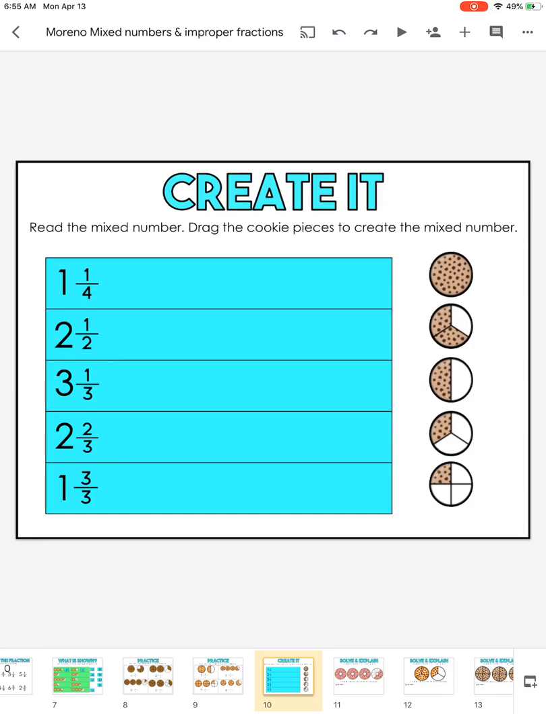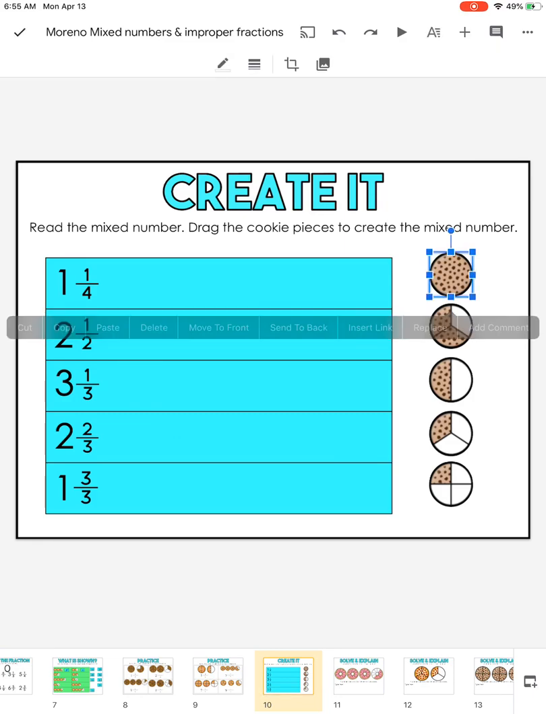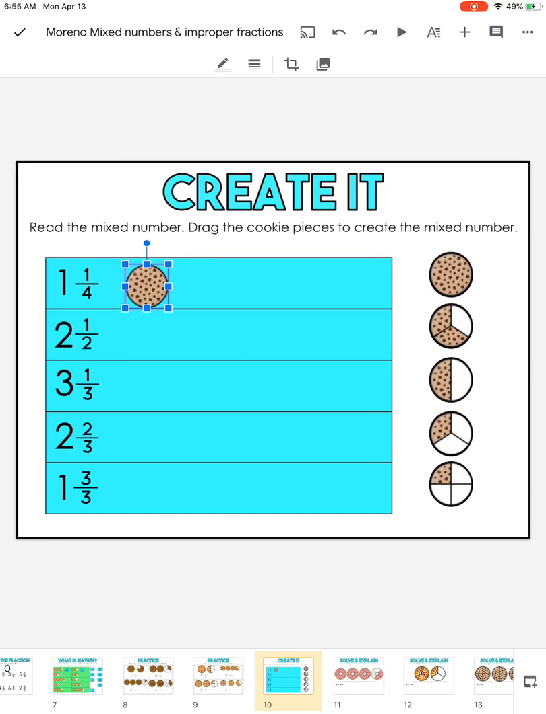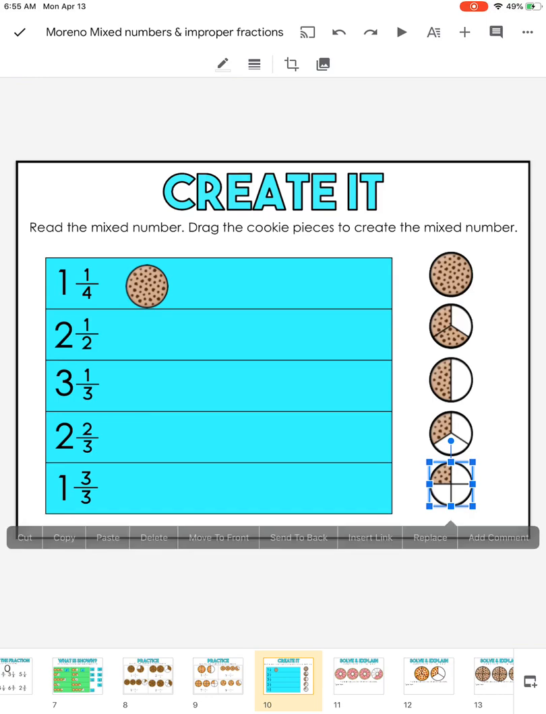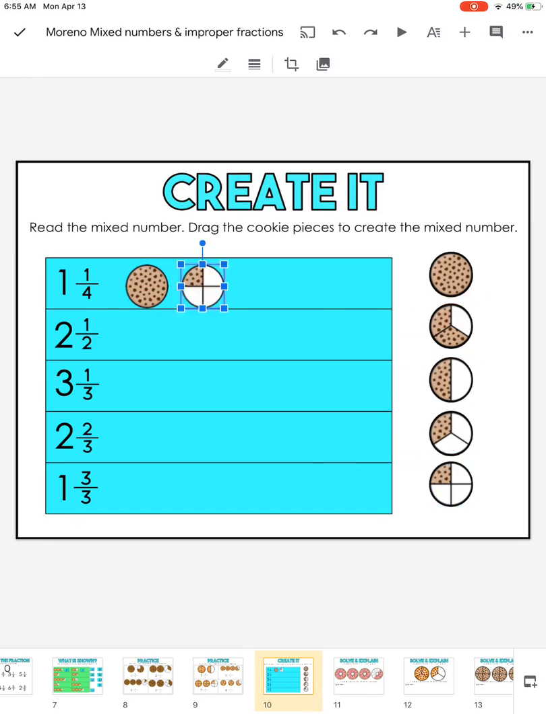Read the mixed number, drag the cookie pieces to create the mixed number. This says 1 whole and 1/4. So I need to find 1 whole. Click and drag that here. And now I need 1/4. Here's 1/4. Just like that.